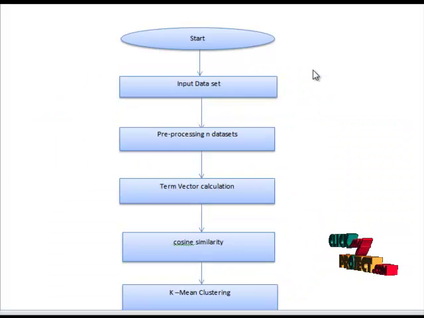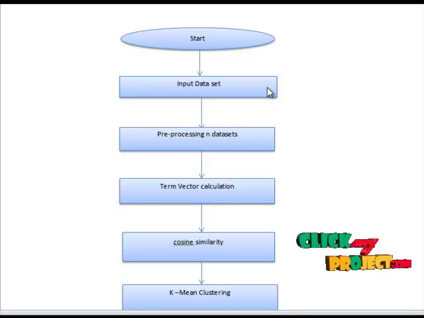This is the flow of our project. First of all, we take the input data set. Next, we pre-process the n data sets. Next, we find out the term vector for each data set and then find out the cosine similarity distance between the data points.